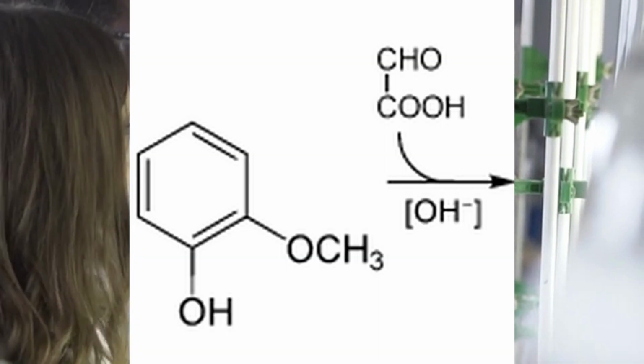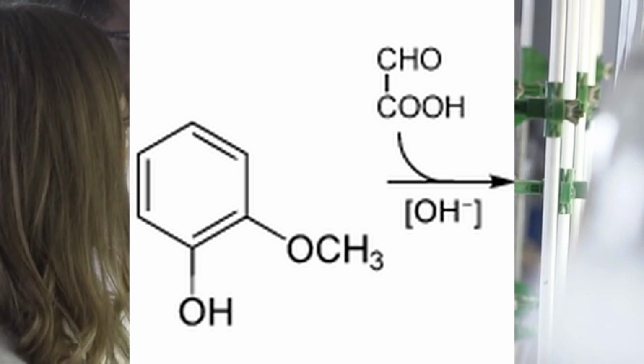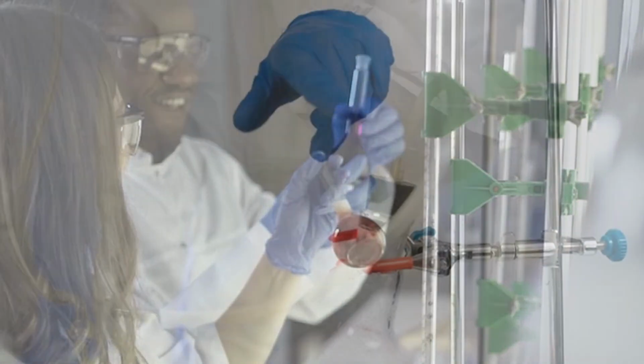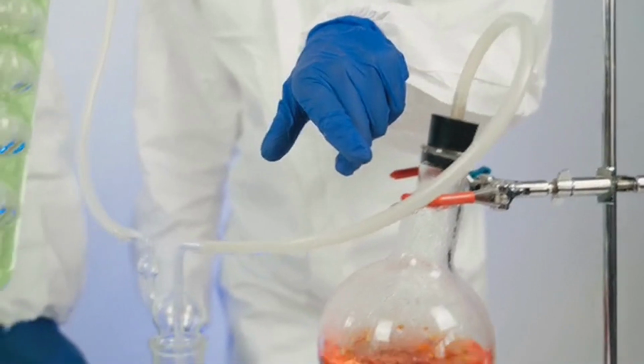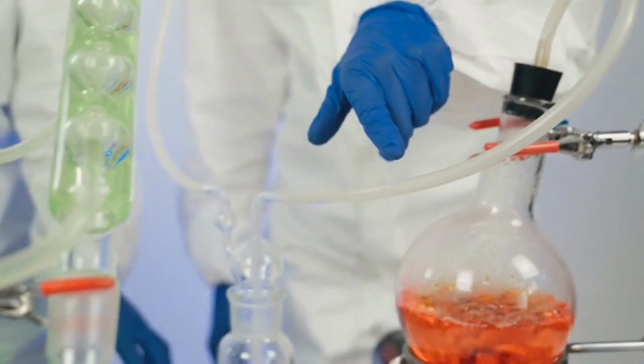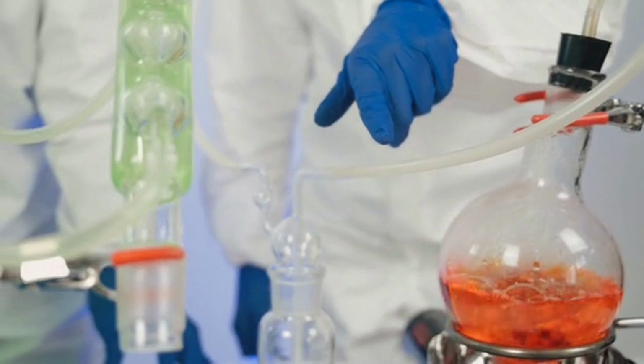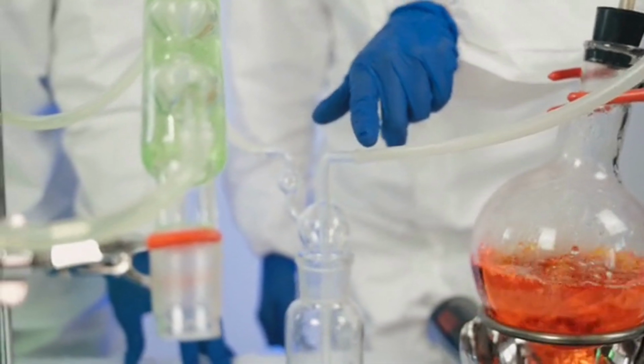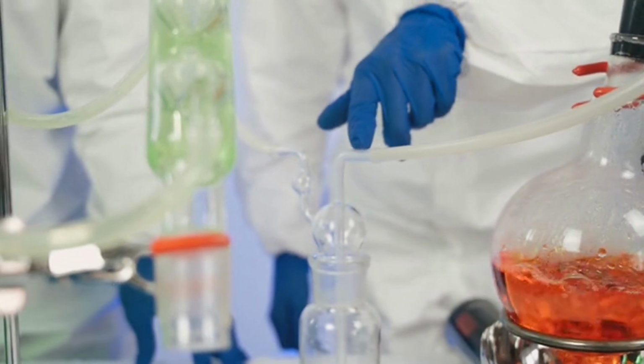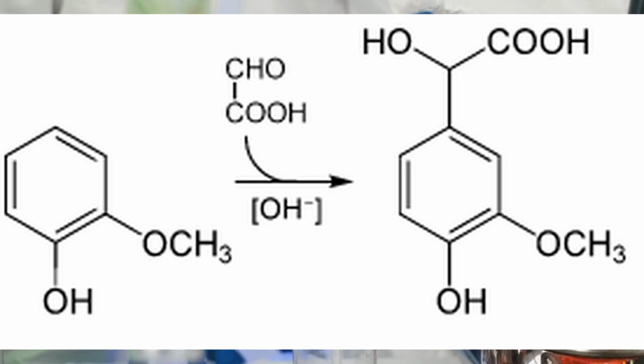The reaction begins with guaiacol, and to this you add glyoxylic acid. You then have this react, and it reacts because there's an attraction between the electrons, and you basically substitute the aromatic ring from one to the other. This creates an intermediary product called vanillyl mandelic acid.